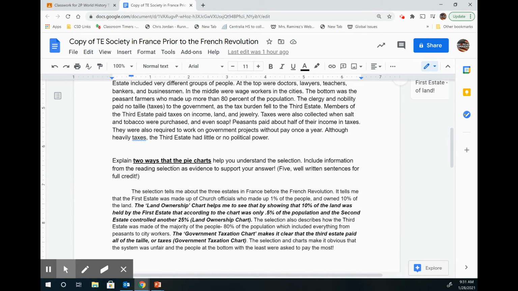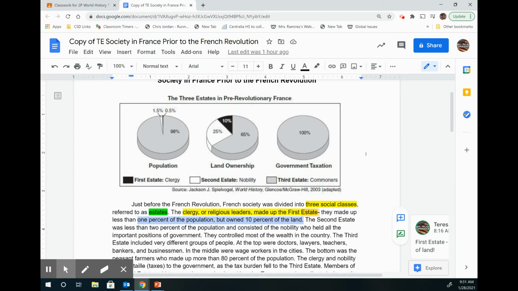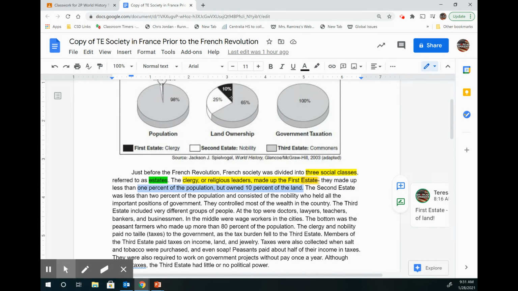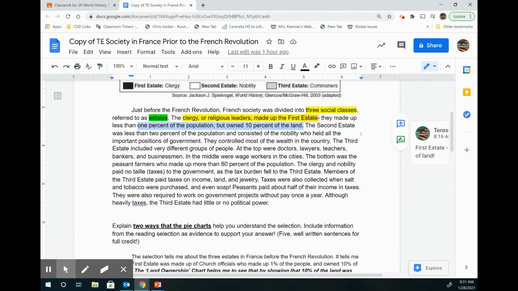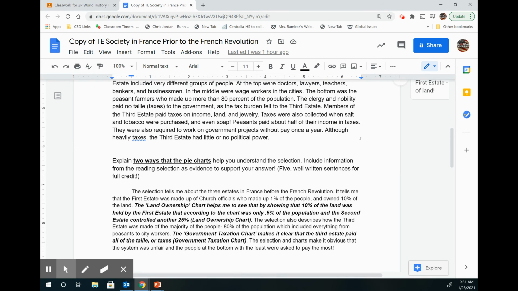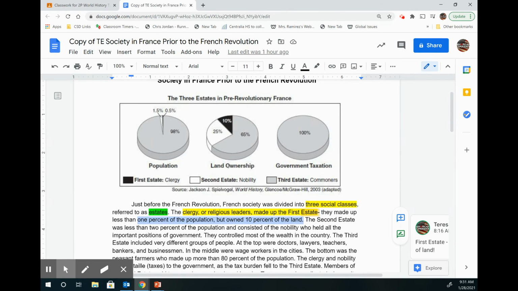And then I need to get 2 ways the pie chart helps us to understand. So I'm going to look to the pie chart and I see this one on land ownership. That would help me. So this is just making that point in a visual way. And I want to make sure that whoever's reading this understands what I'm using. So in bold here, I have the land ownership chart so that people know what I'm talking about.